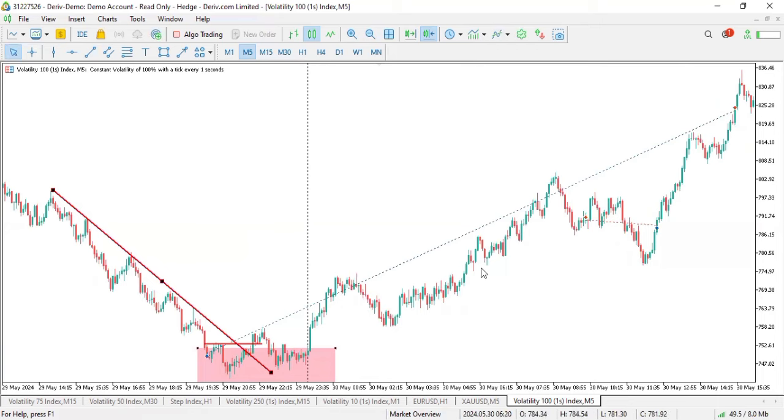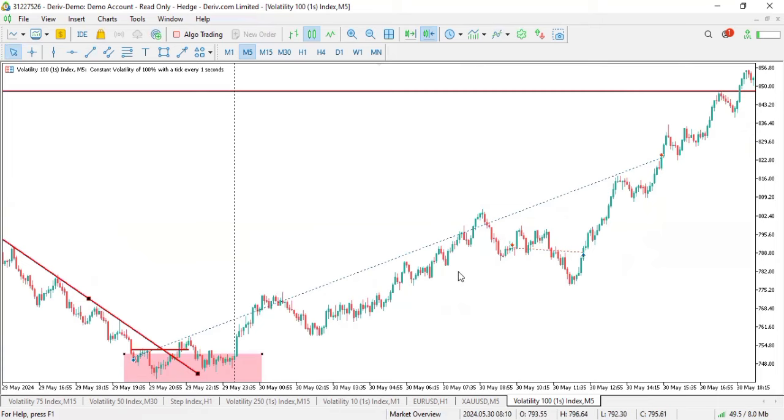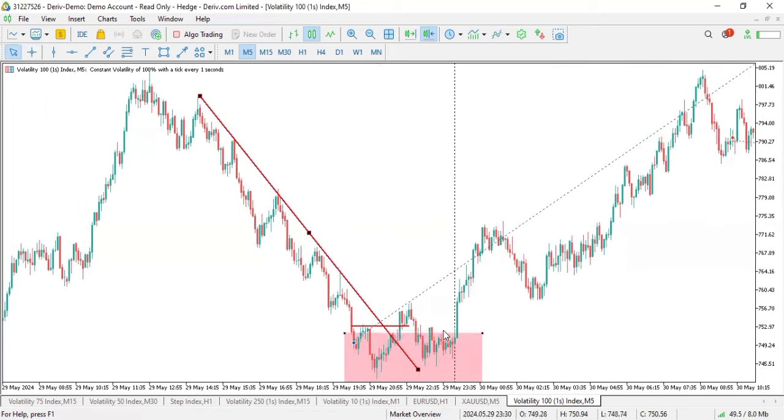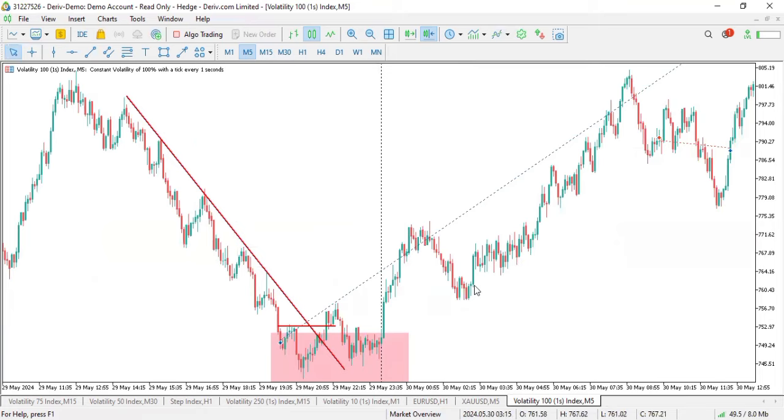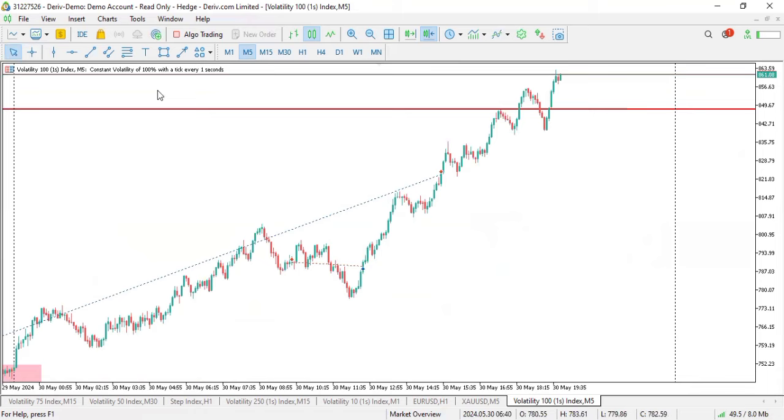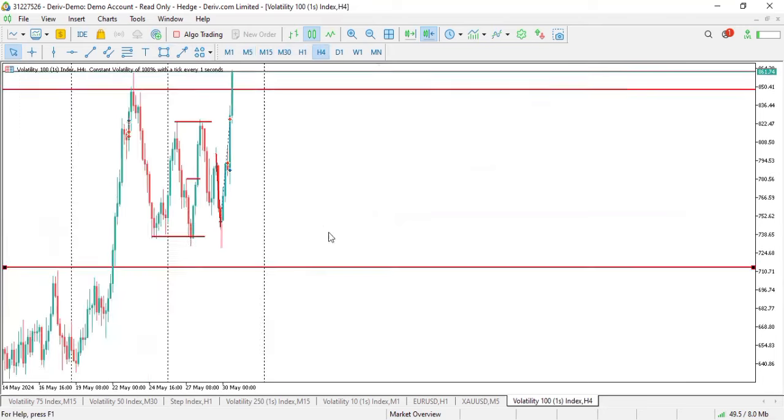So guys, that is it for me. So congratulations to myself because I took this trade and I won. Congratulations to myself, and go and backtest this strategy I've taught you. Go and backtest it and then come back to tell me your discovery.